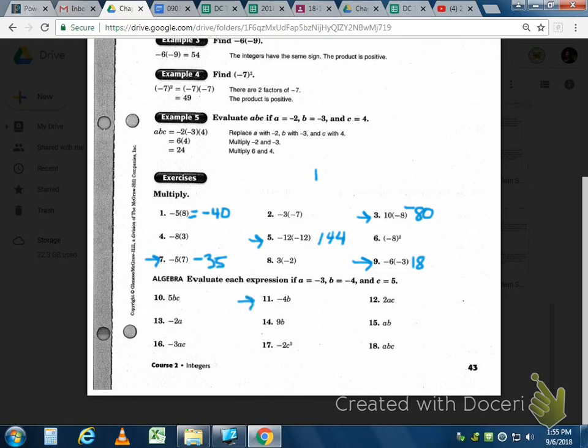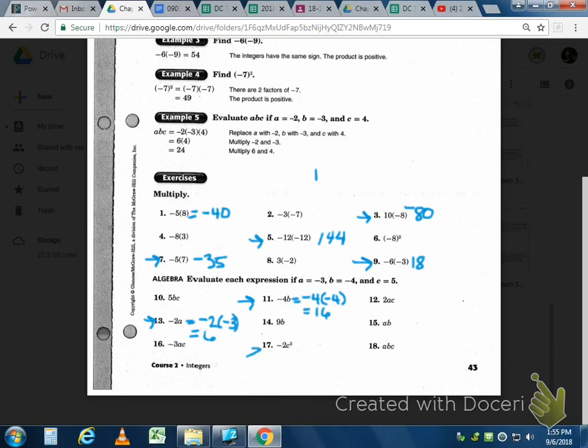All right, let's look at a little bit of evaluation here. On number 11, it's negative 4b. Who knows what that means when you put a number in front of a letter? Olivia, what does that mean? Multiplication. So if we've got negative 4b, we're going to have to rewrite this as negative 4 times what? What's b? Negative 4. And what is negative 4 times negative 4? 16. Okay, let's look at number 13, negative 2a. Emma, what am I going to put in place of a? Negative 3. So it's going to be negative 2 times negative 3. And what is that? Positive 6.